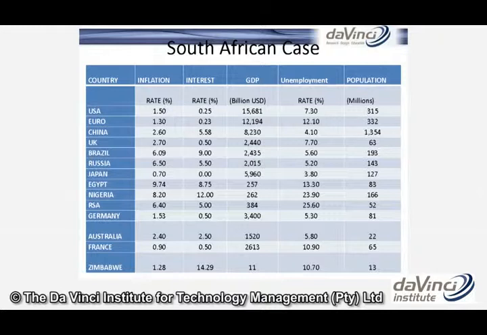But why? I'm just looking at Zimbabwe. The unemployment rate is 10. These statistics, how recent are they? Because Zimbabwe is 10.7, which is lower than South Africa, and that doesn't make sense to me.